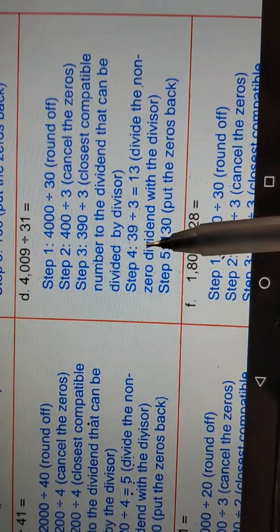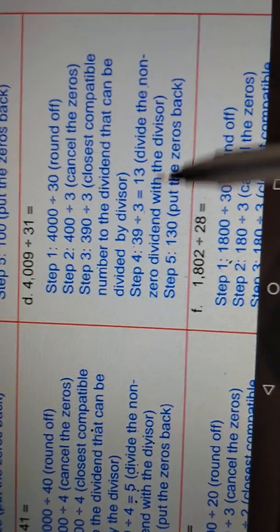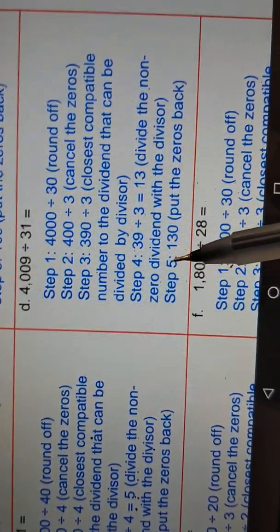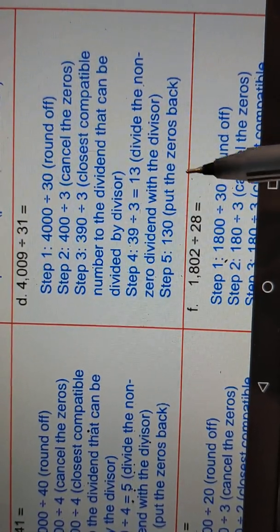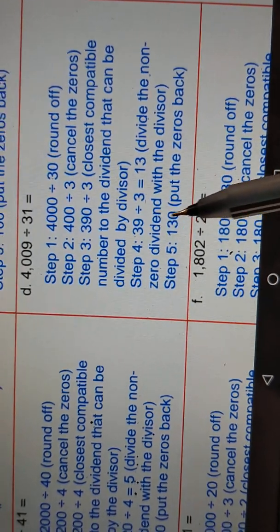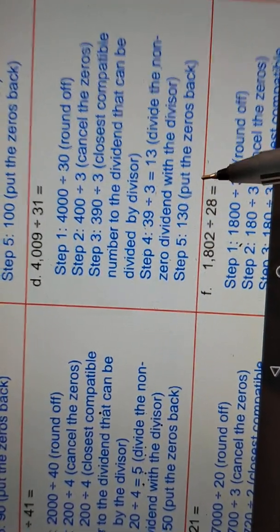Then step number 4, 39 divided by 3. We have to cancel the 0. So answer should be 13. Divide the non-zero with the divisor. In the step number 5, 130. Put the 0 back. So हमने यहाँ पे 0 बैक वापस से 0 रख दिया. So आंसर हमें मिल गया 130.